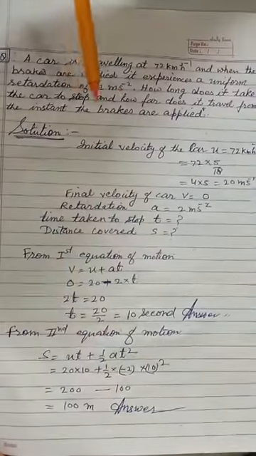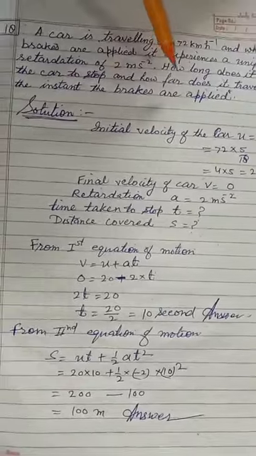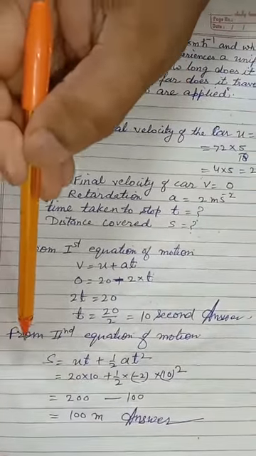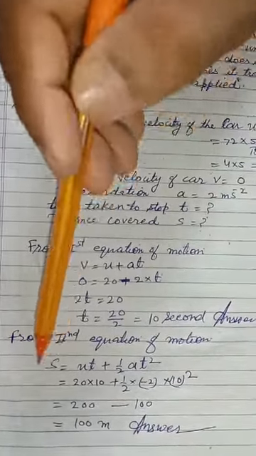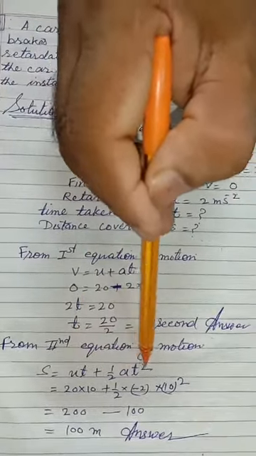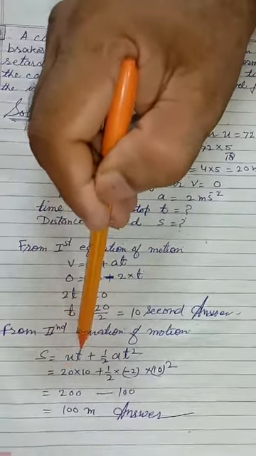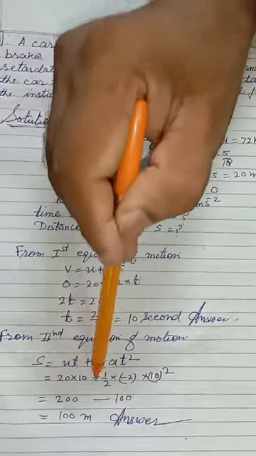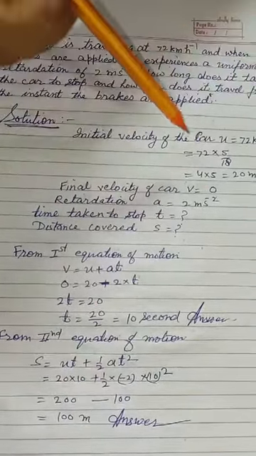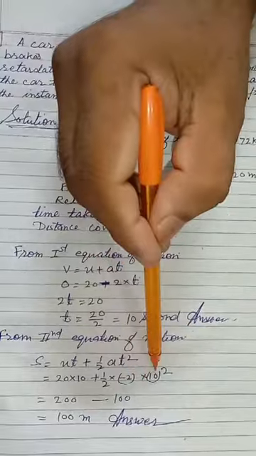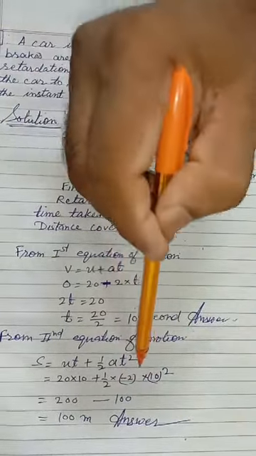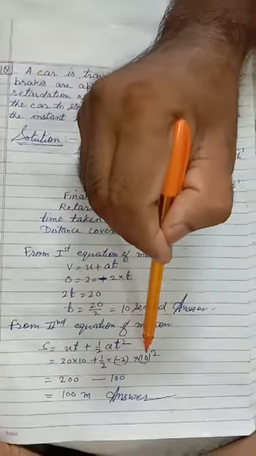Now we have to find the distance covered during this time, that is calculated from the second equation of motion. S is equal to ut plus half at square, that is u is given 20, t is 10, 20 into 10 plus half, a we are given here as minus 2, and we have calculated the time t is equal to 10 seconds. So put time t equal to 10 seconds here.